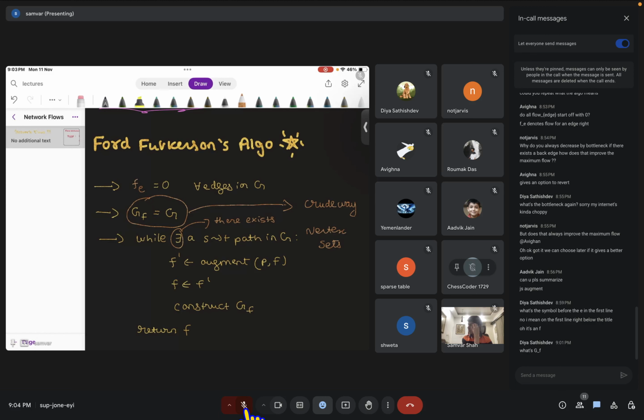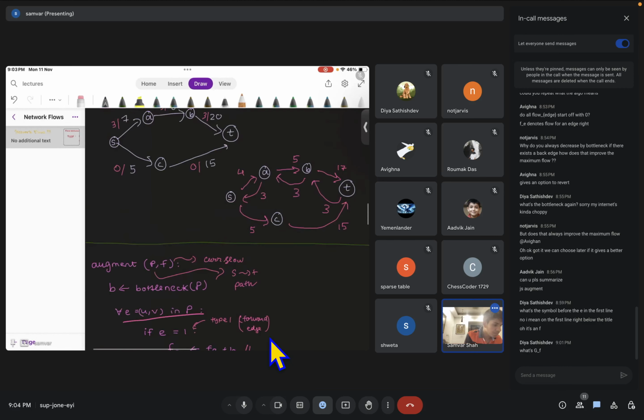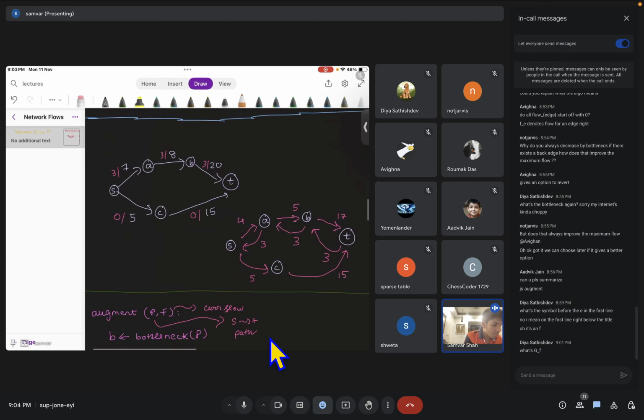No, no. It will be while there exists an S-T path in G, because what we are doing is that we're saying, okay, if we go back to the example, we are trying to cover every possible S to T path. So here it would be S to A to B to T. Here it would be S to T, S to C, and S to T. There are only two S to T paths. So this would iterate only twice.